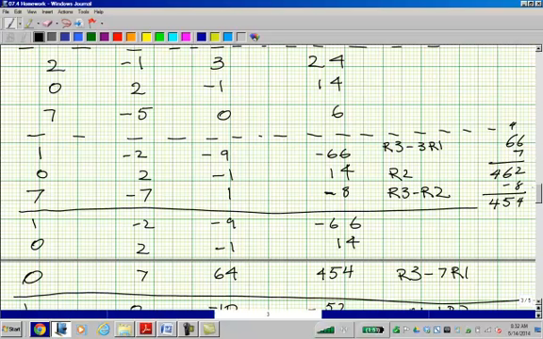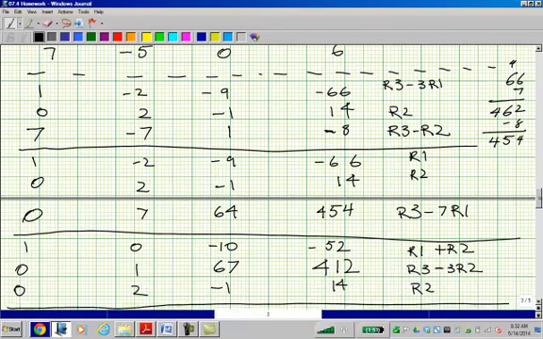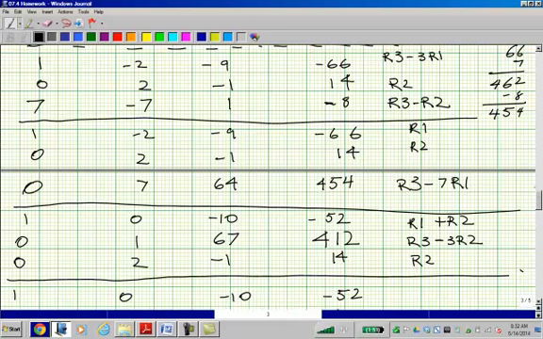Now, I take first R1, R2 from above. I take R3 minus 7R1. That gives me a 0 here. R3 minus 7R1 gives me a 0. Okay. All right. Next, R1 plus R2 gives me a 1, 0, -10. R3 minus 3R2. And finally, I just put R2 down here because it's got the 0 and I like this.